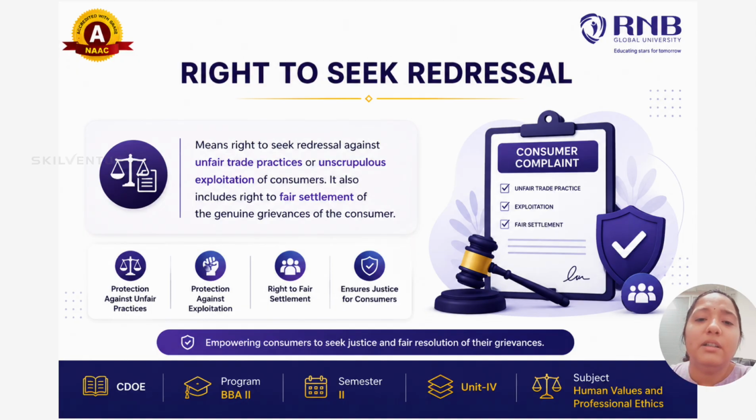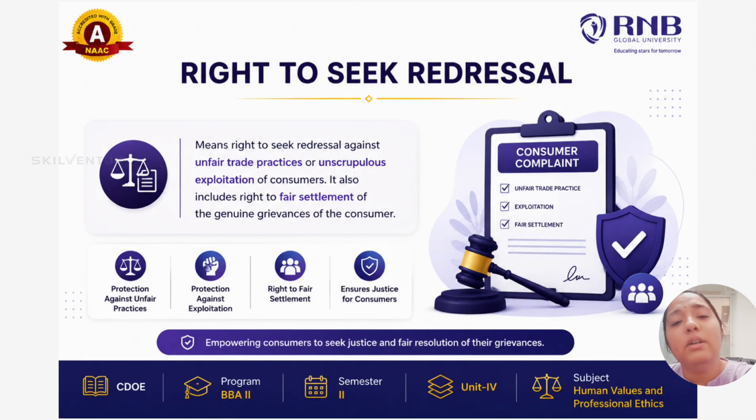So in India, consumers can approach consumer forums or courts at district, state, and national levels to file their complaint and seek justice. For example, suppose you buy a product that is defective or not as advertised, you can file a complaint and ask for replacement or refund. So this is your right to seek redressal in action.